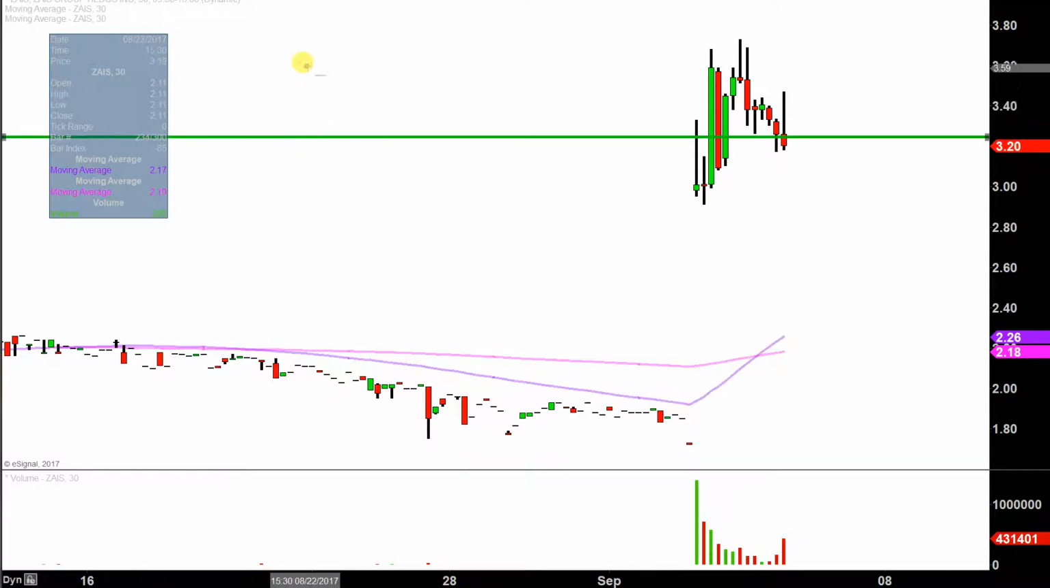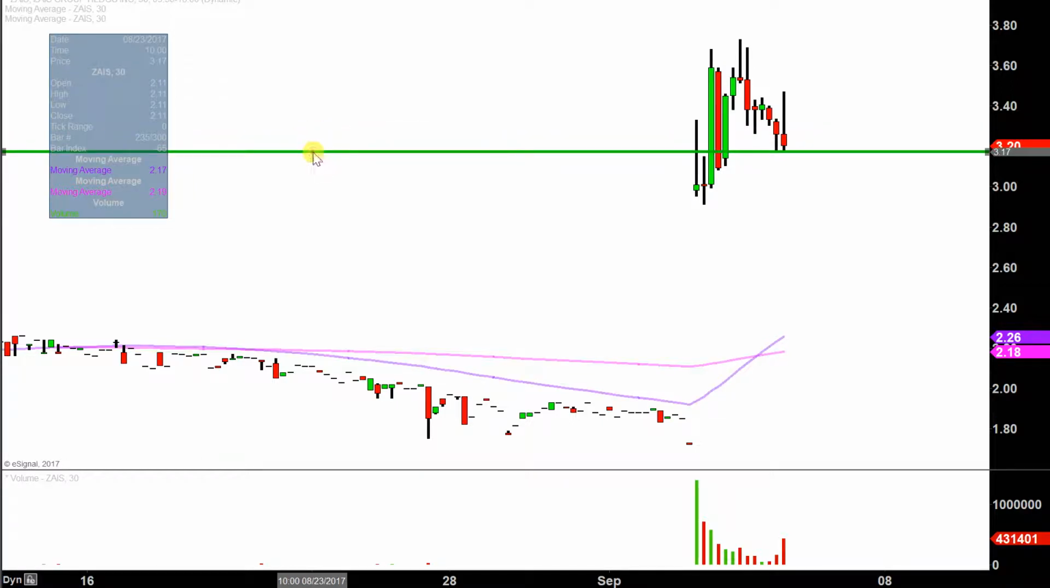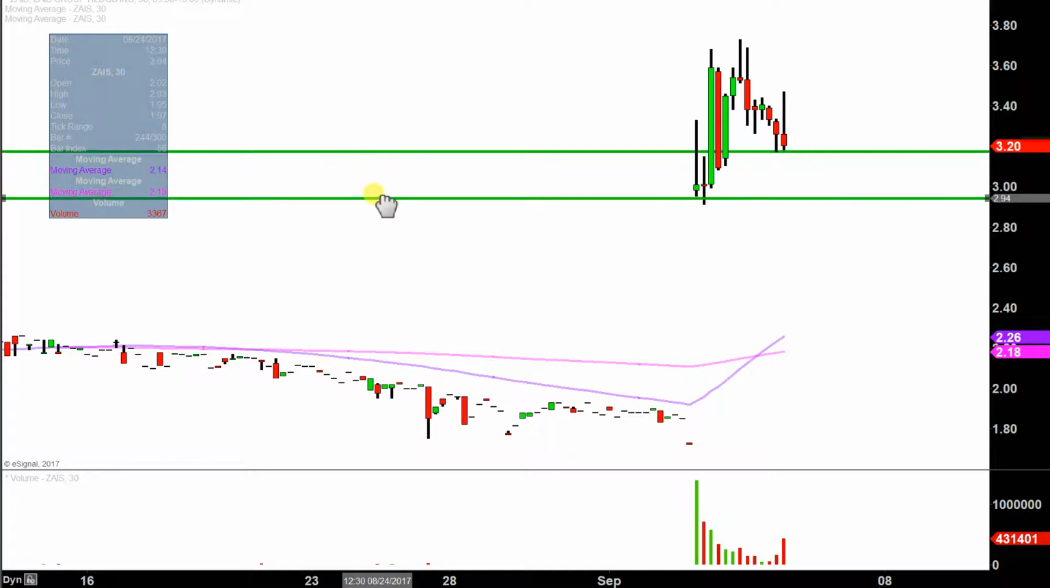So starting off with supports, two main levels right here at $3.17. And when I say main, I should have said more so the short-term levels, and $2.95. So 3.17 and 2.95, definitely the shorter-term levels of support, if that's kind of your strategy.